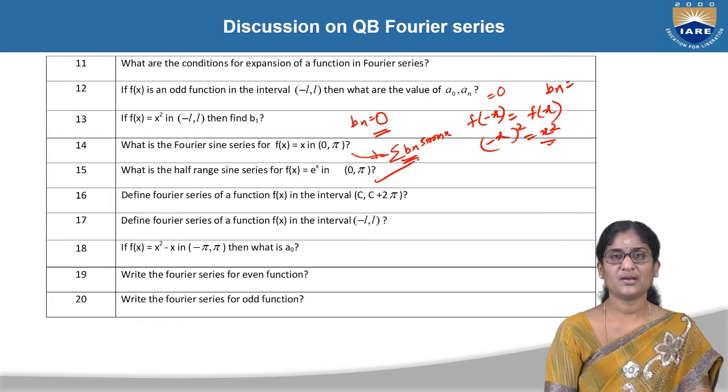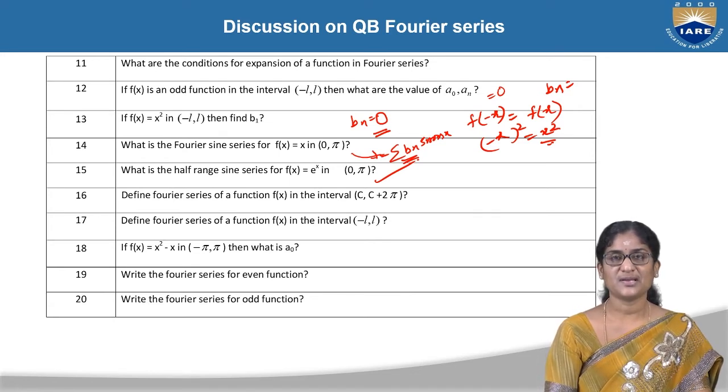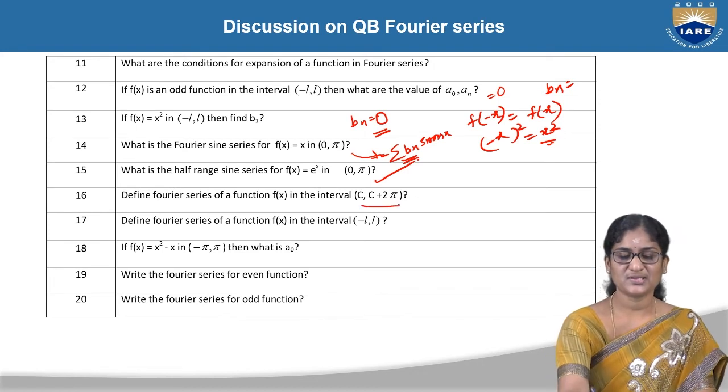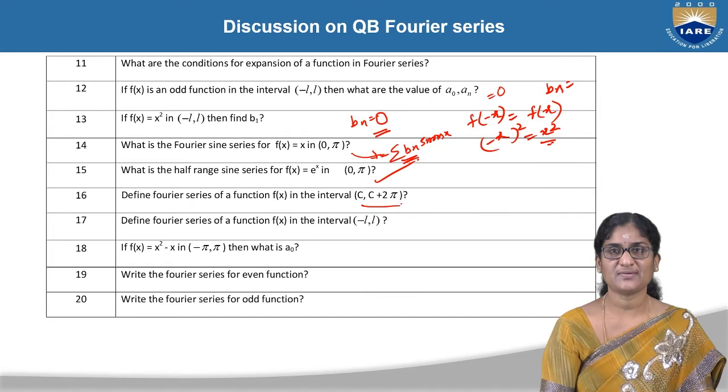And an is nothing but 1 by pi integral c to c plus 2 pi f of x cos nx dx, and the bn value is nothing but 1 by pi integral c to c plus 2 pi f of x into sine nx dx. So that is the general Fourier series expansion for the 16th question.